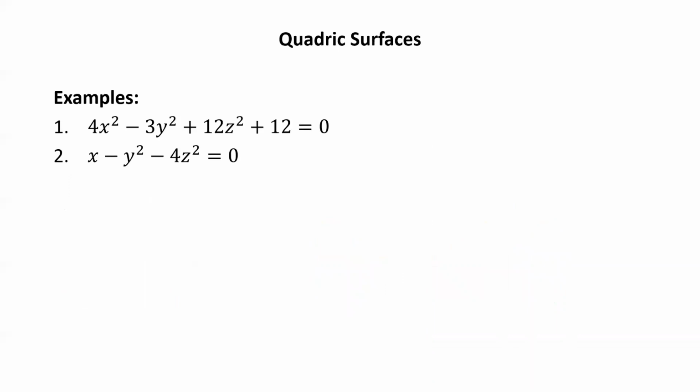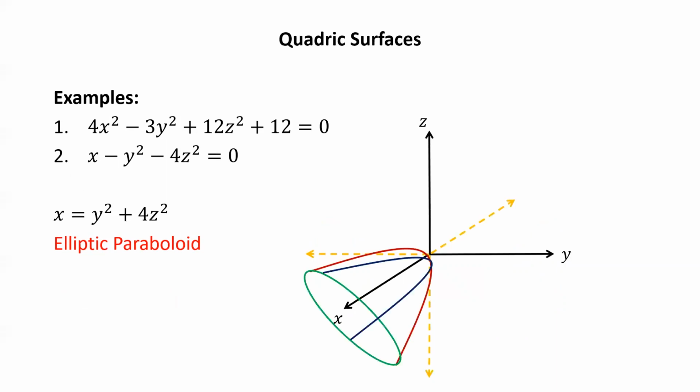The next one, x minus y squared minus 4z squared equals 0. Okay, just solving this for x, the term that is not squared, we have x equals y squared plus 4z squared. Because there is a term that is not squared, it's a paraboloid, and because both of the square terms are positive, it's an elliptic paraboloid. Okay, and it's going to be oriented along the x-axis because x is the term that is not squared. So it looks something like this.